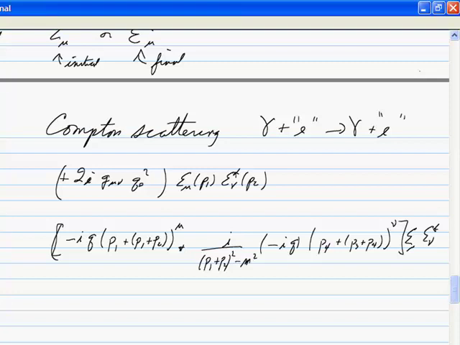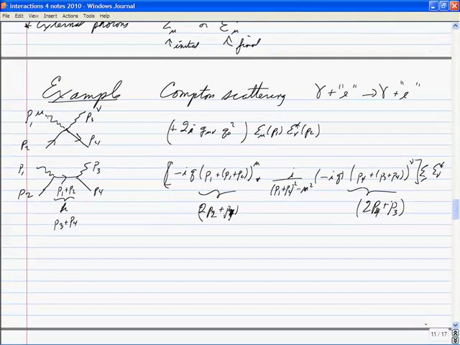Okay, are we comfortable with that? So vertex, propagator, vertex, this guy turns into 2p1 plus p2. This guy turns into 2p3 plus 2p4 plus p3. And I've got this one backwards also. P3. But aside from that, that's the amplitude. All right, I got one more to draw.